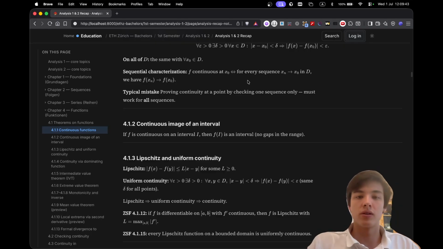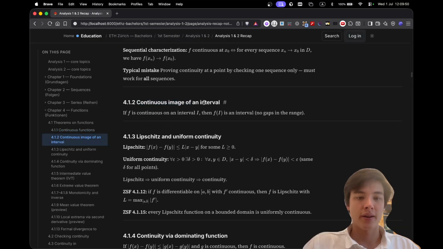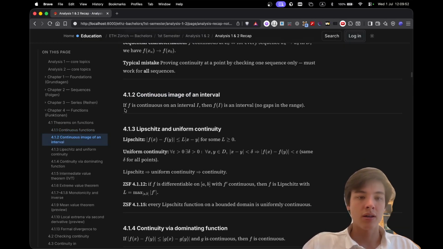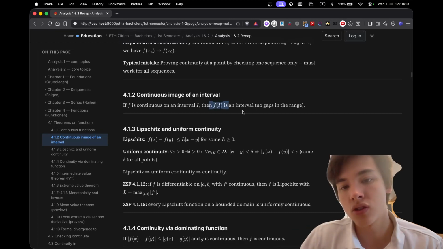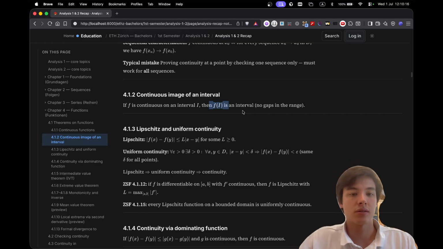For every sequence. Also, basically we just look at a subset, but we can look at every subset, and it has to be true for that. Continuous image of an interval: if f is continuous on an interval I, then f(I) is an interval, no gaps in the range. So you have our input, it's continuous. So from x, for example, we go slowly from 0 to 1, then the output y should also be continuous.